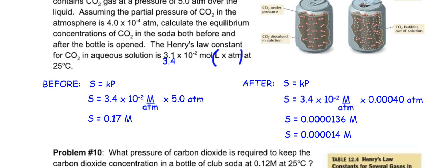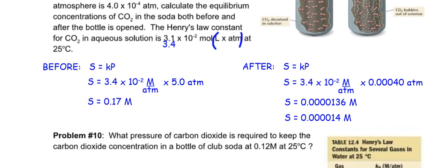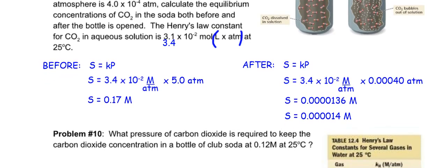So problem number 10 is very similar. Why don't you do this? What pressure of carbon dioxide is required to keep the carbon dioxide concentration of a bottle of club soda at 0.12 molar at 25? So why don't you go ahead and pause this, do the problem, and come back when you're done.